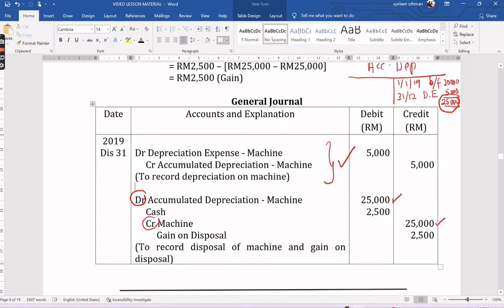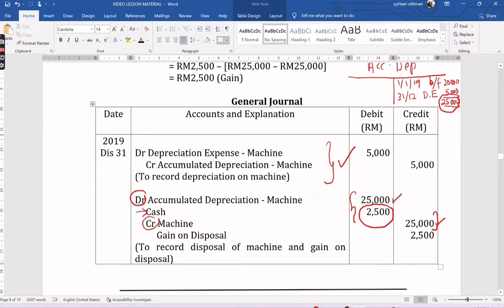Tetapi this time around I am not discarding the asset, but I am selling the asset. So bila you sell, duit masuk, so that means kita akan debit cash. Okay, so bila you debit cash, that is why kita ada plus 2,500 here. So kalau you nampak dekat sini, on the debit side you have 27,500, tapi on the credit side you only have 25,000.